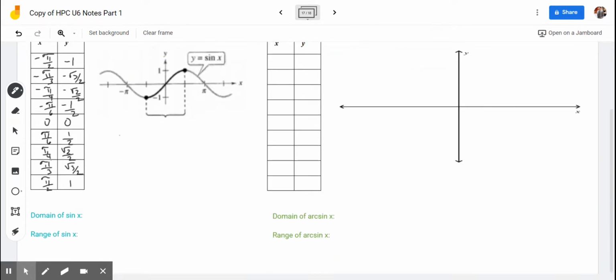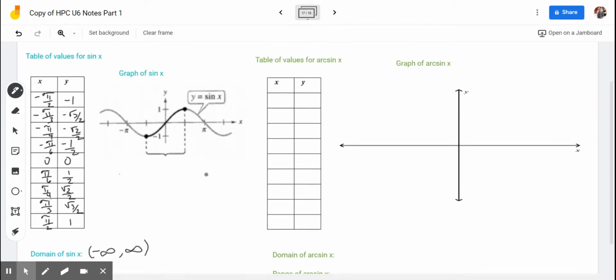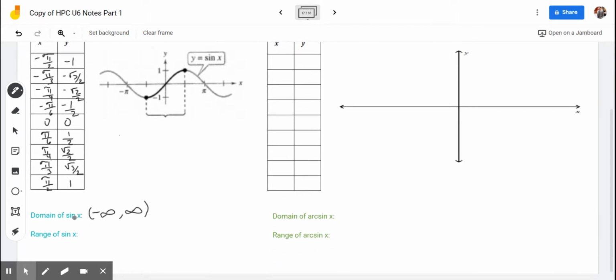So the domain of sine of x is technically negative infinity to infinity. I can plug in any number I want in for x, and I'll be able to get an output for sine of x. The range, however, is restricted, -1 to 1, right? Because our minimum is -1 and our maximum value is going to be +1.